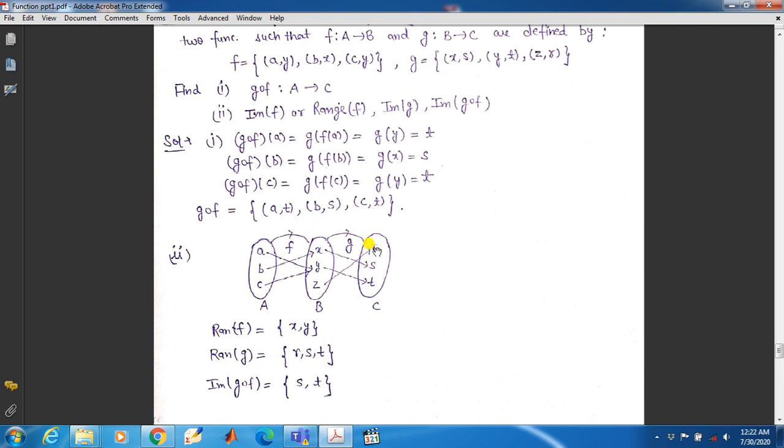r is not mapped in the gof function, since r is the image of z and z is not the image of any element of A. That's why r is not in the image of the gof function. So the image of the gof function is s, t.